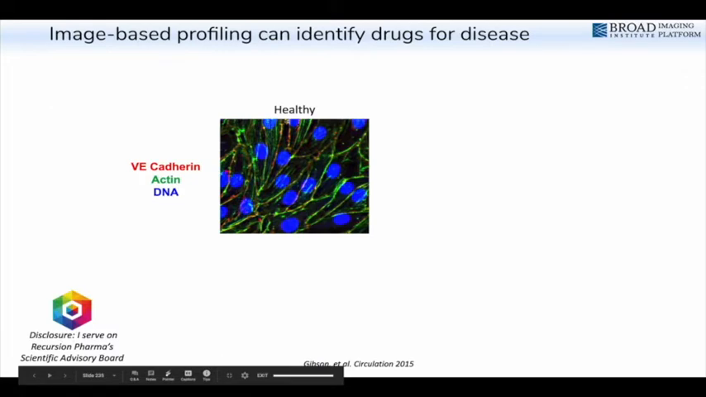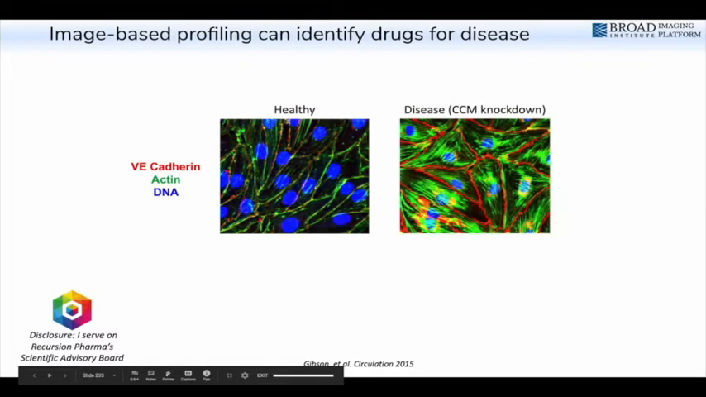This is from the University of Utah several years back. They stained some healthy, just normal cells growing in a dish with a few stains. And then because they were interested in this particular disorder called CCM, they knocked down the gene that is known to have a loss of function monogenic causative role in this CCM disorder. And so when you knock down that gene, the cells look obviously quite different to our eye. This is one of the most dramatic phenotypes that one could see.